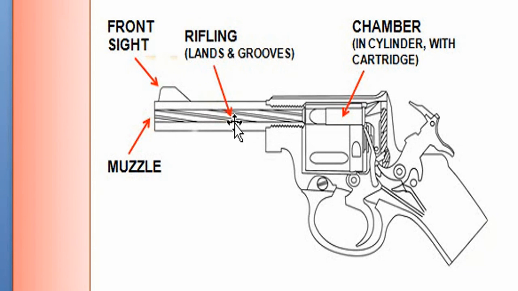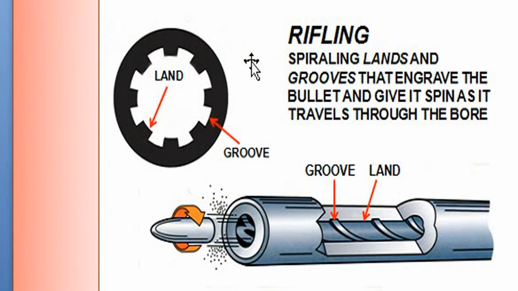Lands and grooves, we'll be getting to that next, are actually indentations inside the barrel. Okay, here's your lands and grooves. Here is a land. It's flat like a plateau. Just remember land. A groove is like a valley. Lands and grooves are twisted. They have a certain twist to them.